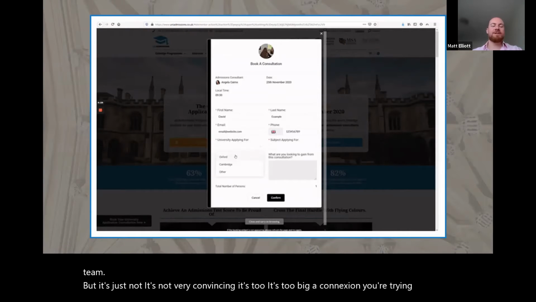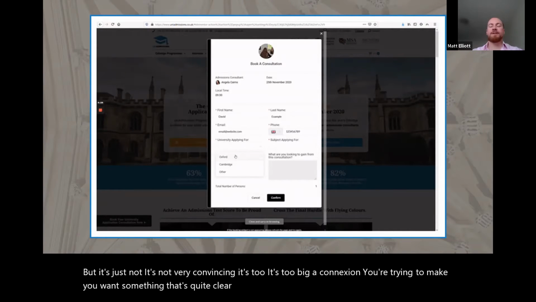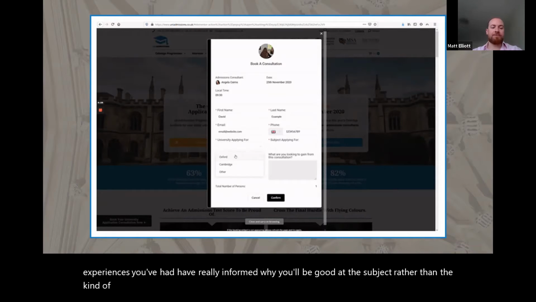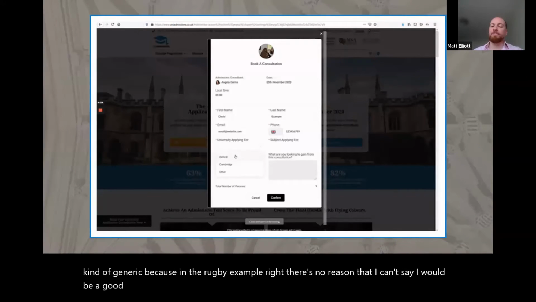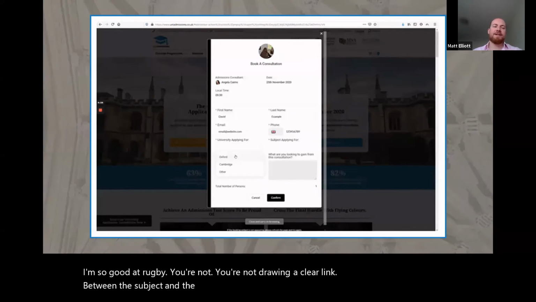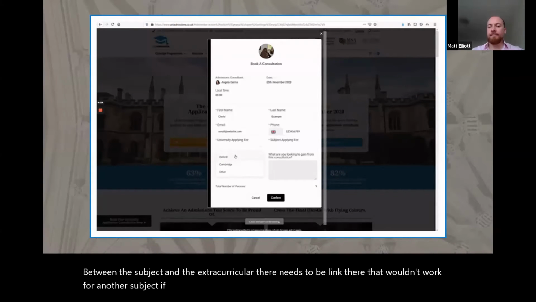You want something that's quite clear and quite direct when it comes to showing that the experiences you've had have really informed why you'll be good at the subject, rather than something generic. Because in the rugby example, there's no reason that I can't say I would be a good doctor because I'm so good at rugby, or I would be good at physics because I'm so good at rugby. You're not drawing a clear link between the subject and the extracurricular. There needs to be a link there that wouldn't work for another subject, if that makes sense.